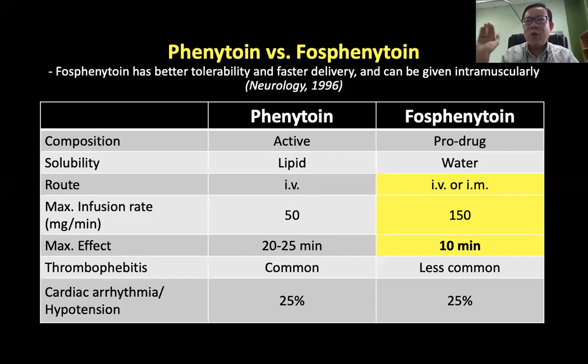So even for 1 gram of phenytoin, it takes about 20 minutes to finish the infusion. And we need ECG monitoring while giving phenytoin. So it's very difficult to give a fast bolus when you use phenytoin, but it is very much cheaper. And therefore now we are still using phenytoin. Okay, so remember the cardiac arrhythmia risk for phenytoin and fosphenytoin is the same, about 25%, and therefore we need ECG monitoring.